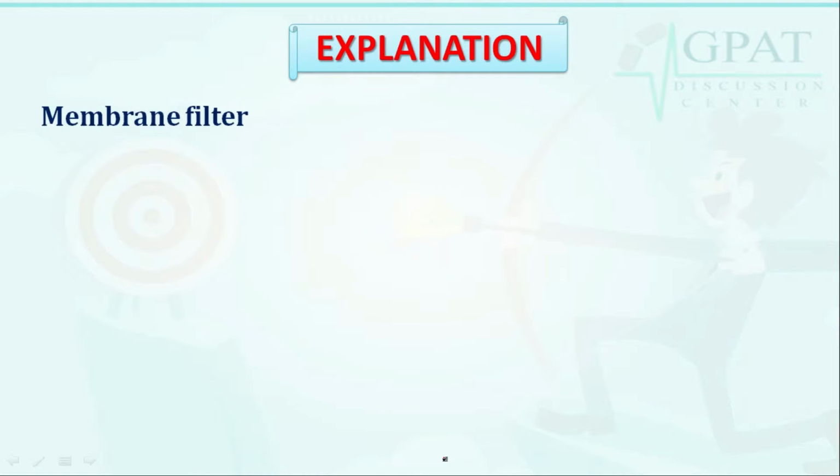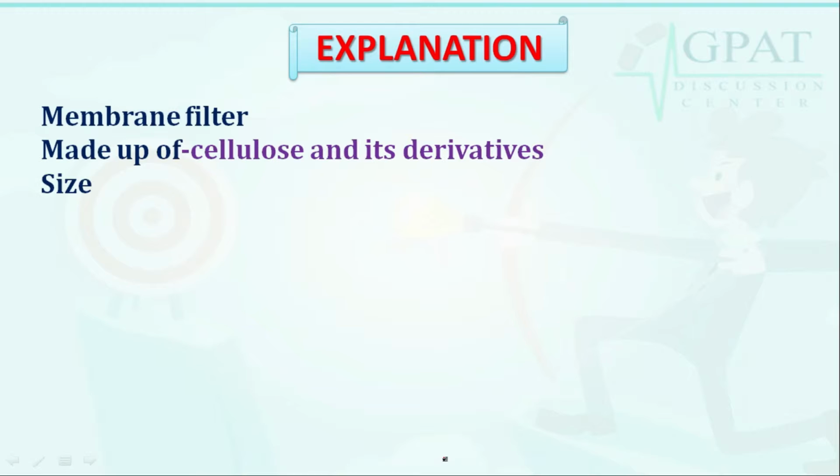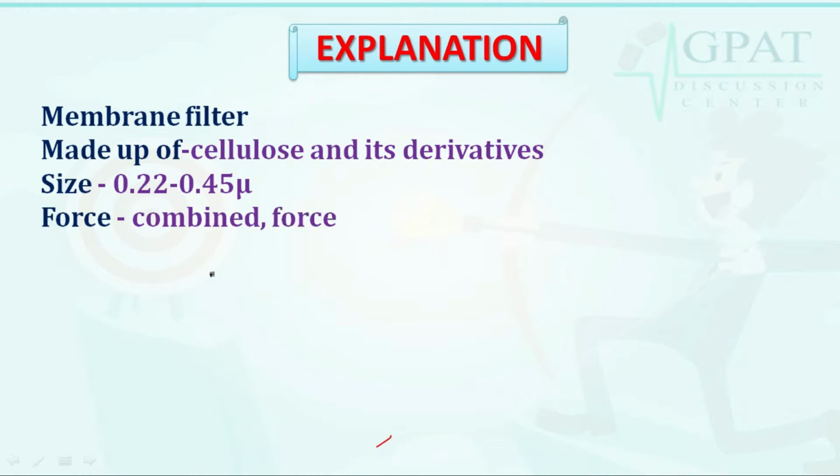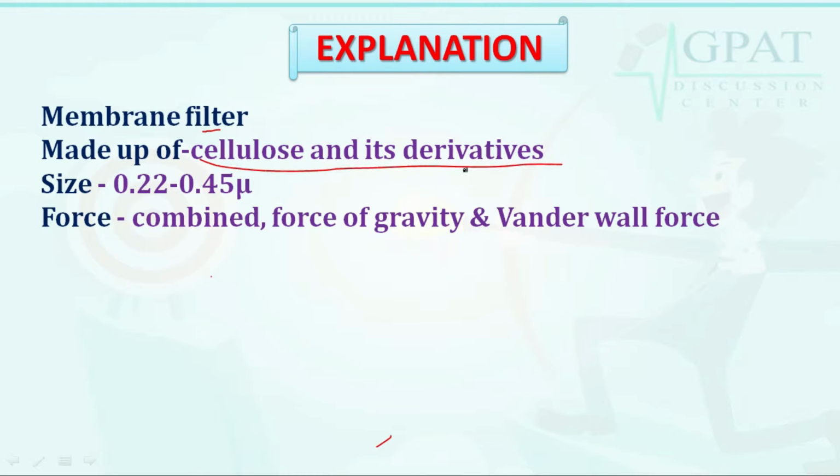Let's discuss with the help of the explanation. The membrane filter is made up of cellulose and its derivatives, and its size is 0.2 to 0.45 micron, and it works by forces combined or force of gravity and van der Waals forces. Students, try to note down these important information about the membrane filter, because sometimes the question may also ask what the material is or what the size is.